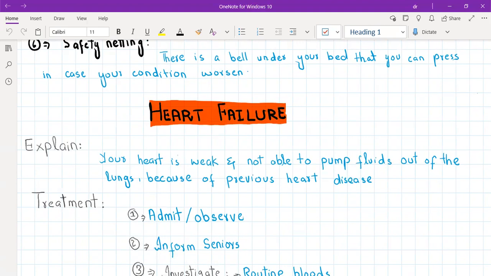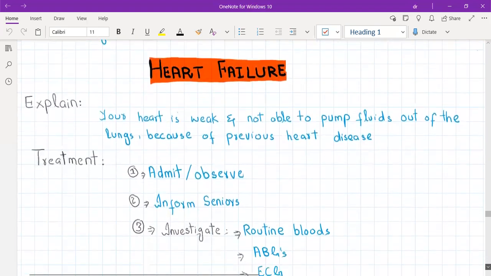And the patient will have a history of previous MIs. The patient will tell you that he's taking medication for increased blood pressure and a heart problem, etc. So you will explain to the patient that your heart is weak and it is not able to pump fluid out of the lungs because of the previous heart disease.